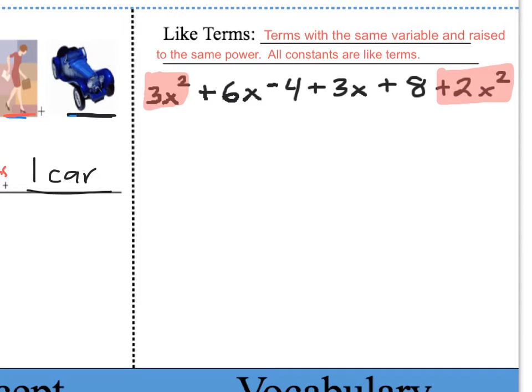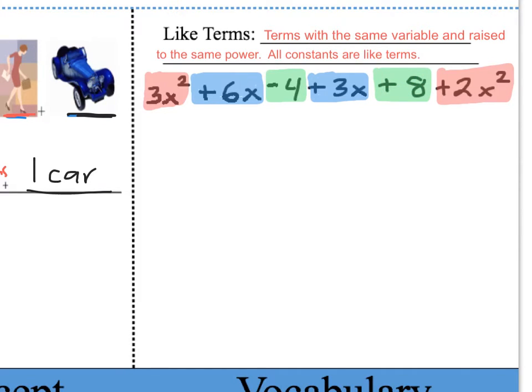Now I'm going to take a blue color and color another term blue. The first term I'm going to color blue is 6x. I'm going to look for any other term that has the same variable, and I see this term right here. 3x has the same variable, so these are like terms. Now I'm going to take another color and color my constants. My first constant I'm going to color green will be -4. Another constant that I have is positive 8. Since these both are constants, I'm going to color them the same color.